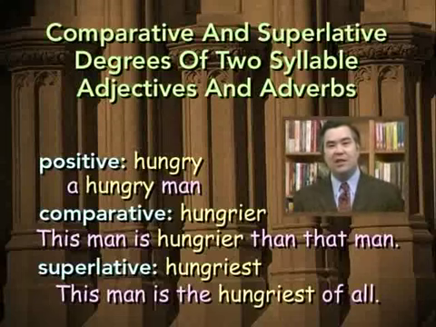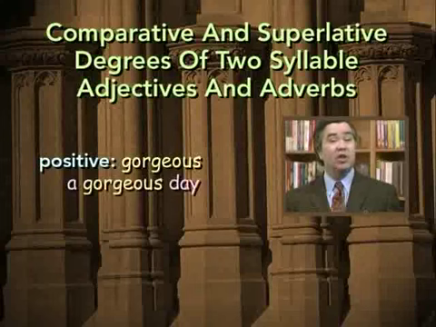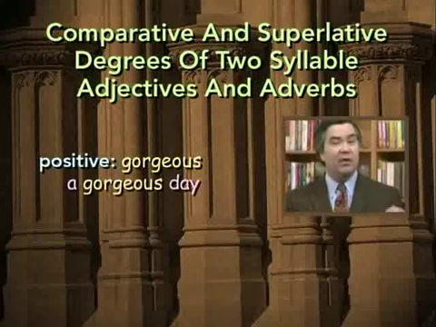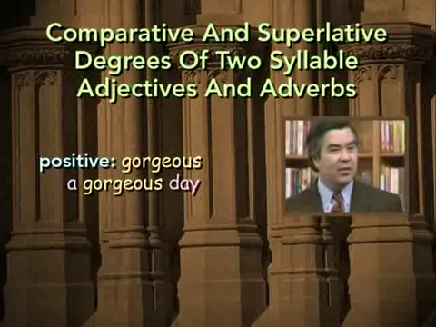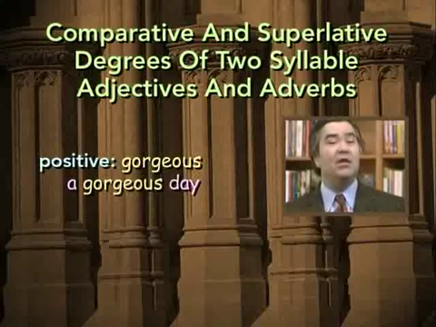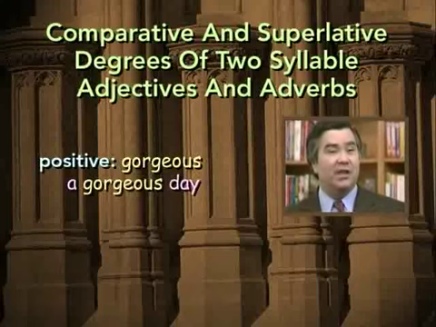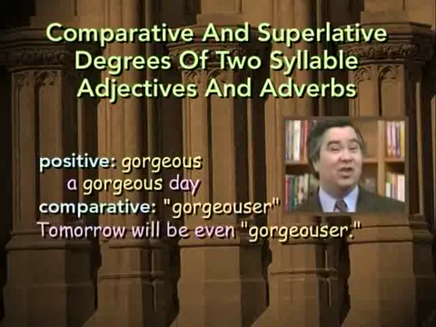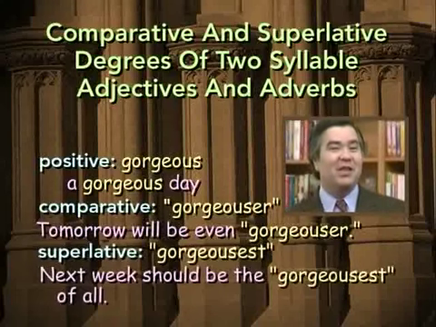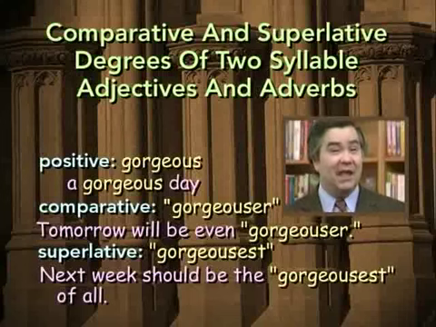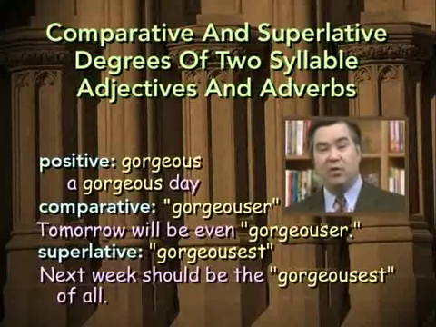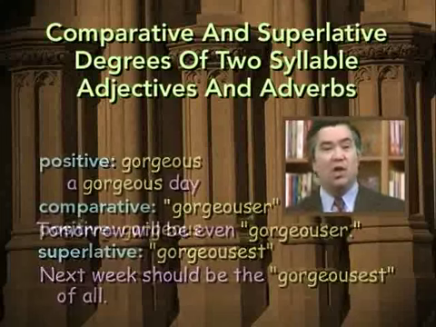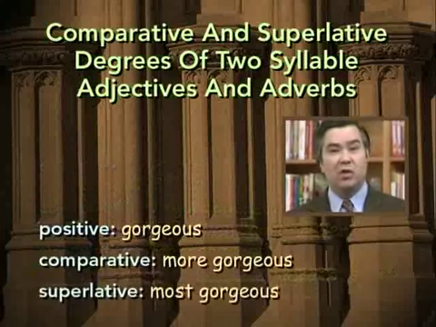On the other hand, take an adjective like gorgeous, a gorgeous day. How would you form the comparative and superlative degrees of that? Well, you could add er and est, but I think the result sounds a little awkward and is even a little difficult to pronounce. A gorgeous day, tomorrow will be even gorgeouser, and next week should be the gorgeousest of all. It's very hard to say that because of all the S sounds. And so the correct way to modify gorgeous and come up with the comparative and superlative degrees would be to add the extra word. Gorgeous, more gorgeous, most gorgeous.